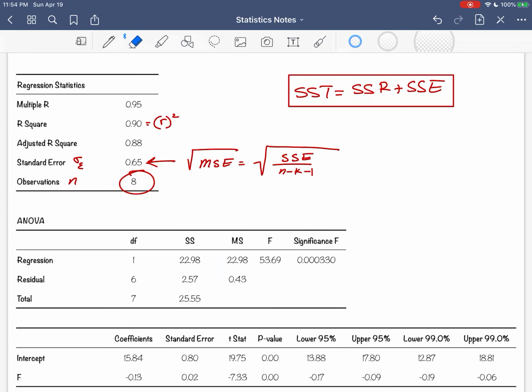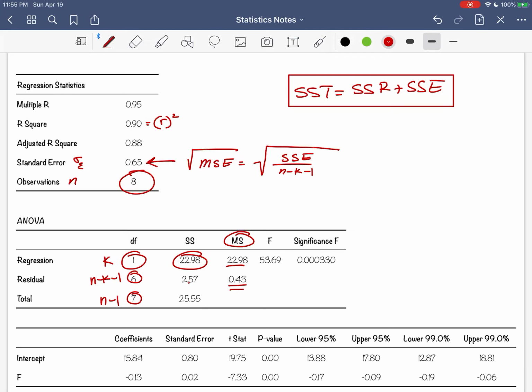Next, you have what is called the mean sum of squares. So essentially, this column is derived simply by taking a value here and dividing it by its degrees of freedom. These degrees of freedom are k, n minus k minus 1, and n minus 1. That's how we got 1, 6, and 7. So 22.98 divided by 1 obviously is itself. 2.57 divided by 6 is 0.3.